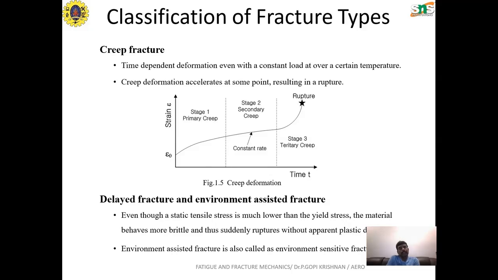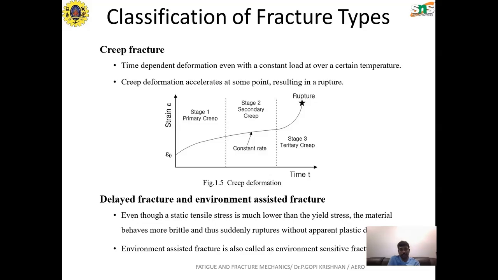There is another fracture which can be experienced in materials, which is termed the creep fracture. When the fracture occurs over the given component under the influence of temperature, it comes under the creep fracture. The time dependent deformation, even with a constant load over a certain period, is termed the creep fracture. The creep deformation accelerates at some point, resulting in a rupture.